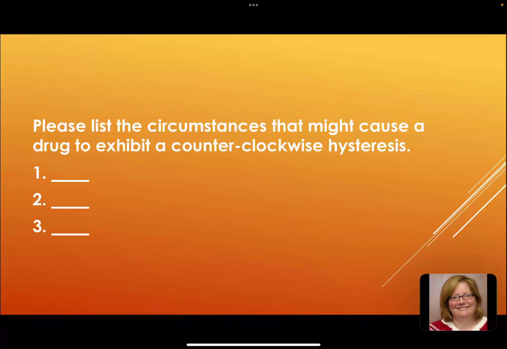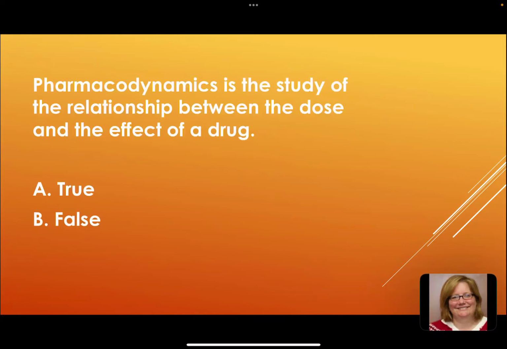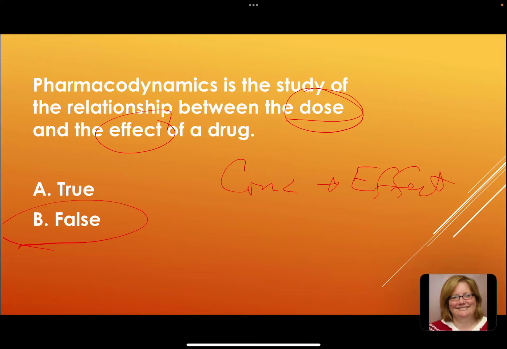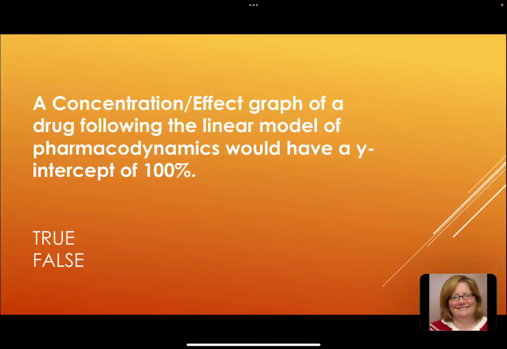List the circumstances that might cause a drug to exhibit counterclockwise hysteresis. Active metabolite. Effect site. Turnover. Excellent. Pharmacodynamics is the study of the relationship between the dose and the effect. False. It's between the concentration and effect, yeah? A concentration effect graph of a drug following a linear model of pharmacodynamics would have a y-intercept of 100. False, it's going to be 0, isn't it?